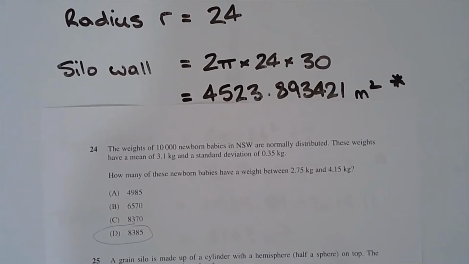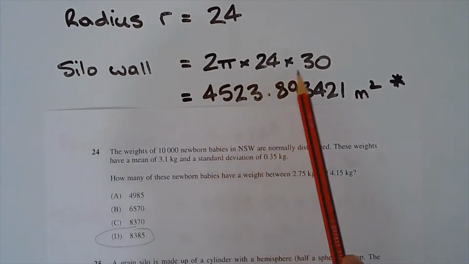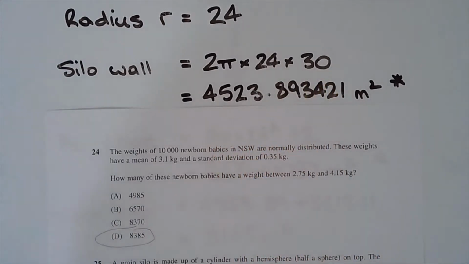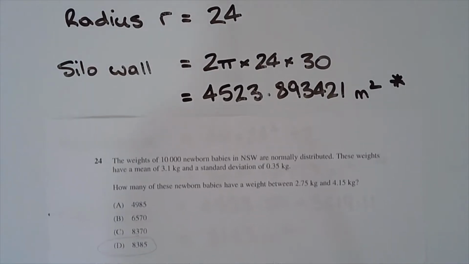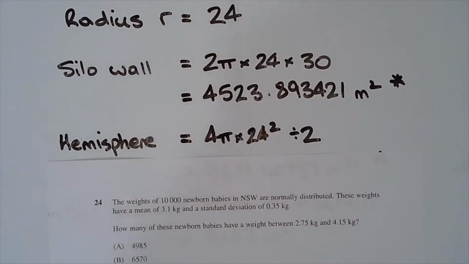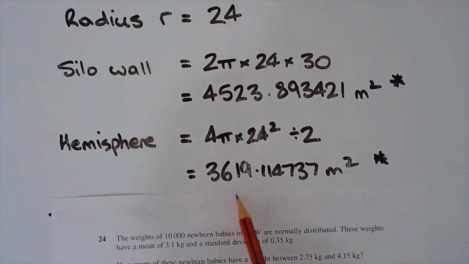The next thing we'll work out is the surface area of the silo wall, so just the curved surface of the cylinder, and that's 2 pi times R times H, for the height of the cylinder, and that gives us 4,523.89 square metres. The next thing we'll work out is the surface area of the hemisphere. And we'll do that by working out the surface area of a sphere and then dividing it by 2. So the surface area of a sphere is 4 pi r squared, but we'll divide that by 2 to get the surface area of the half sphere. And that's 3,619.11.